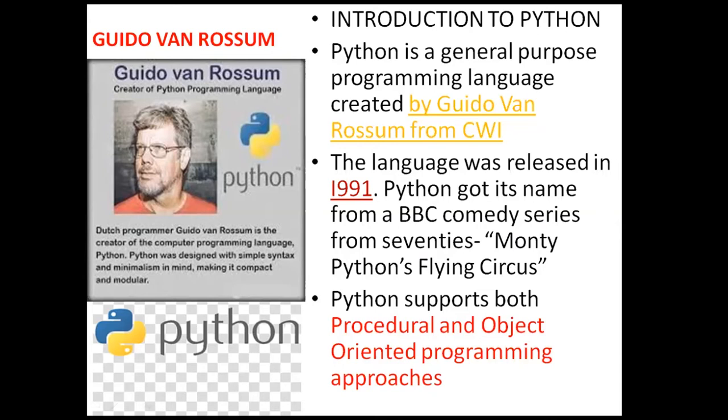Python is one of the languages which can support both procedural and object oriented approaches. What is procedural? You all know Fortran, Pascal, C are called procedural languages. We cannot change the structure of that language. Object oriented, of course, C++ and Java. Python supports both procedural and object oriented approaches. That is one of the specialties of Python.